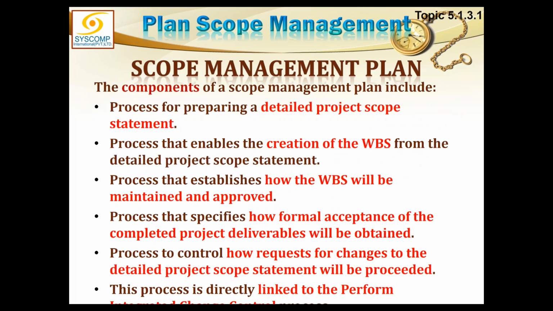The components of scope management plan should be process for preparing a detailed project scope statement. How can we create a detailed project scope statement? How we are going to be creating the WBS? How the WBS will be maintained and approved? How the formal acceptance of the completed deliverable will be obtained? User acceptance. Somebody has to sign it off and only then our payment will be released. So what is the procedure for that? Then the process to control how requests for change to the detailed project scope statement will be processed. So change mechanism is also included.